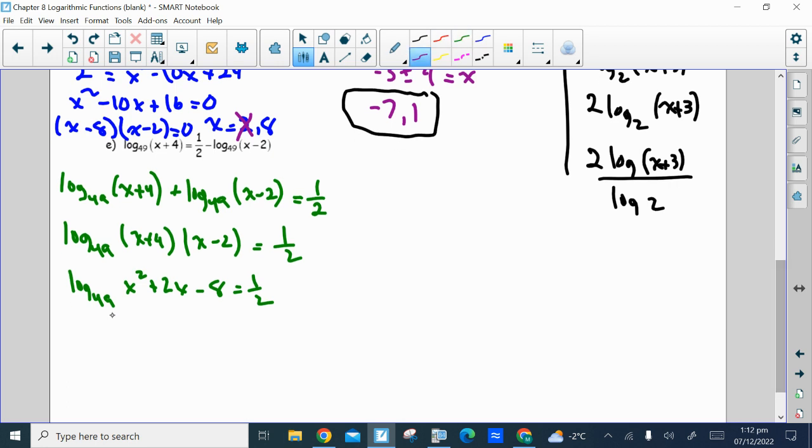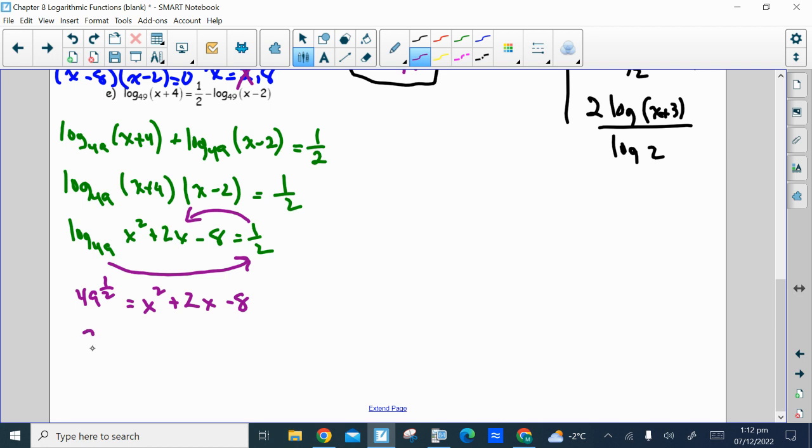And so now we will convert from logarithmic to exponential. It'll be 49 to the 1/2 equals x squared plus 2x minus 8. And 49 to the power 1/2, well, power 1/2 means square root. The square root of 49 is 7. And when you subtract that from both sides, you're going to get that last term to become minus 15.